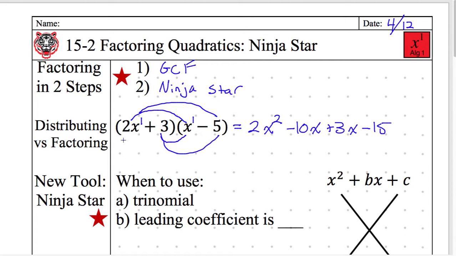I'm not done because, since the middle terms, these middle terms, negative 10x and 3x, you have to combine them, and it becomes negative 8x. I mean negative 7x. Oh, negative 7x. Okay. And then I just rewrite the rest of them, right?